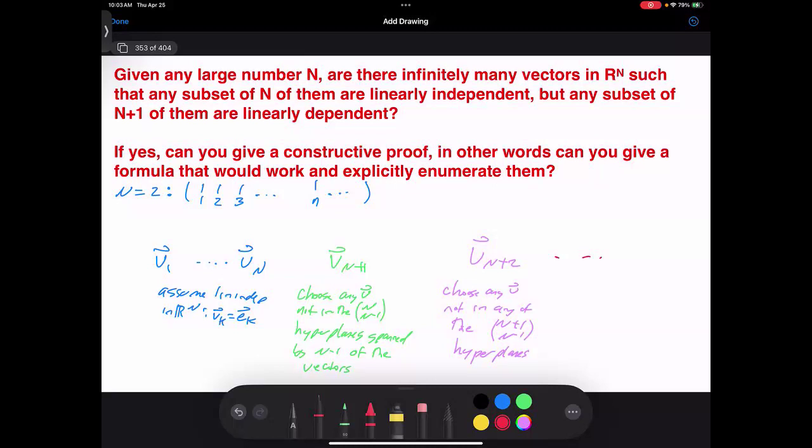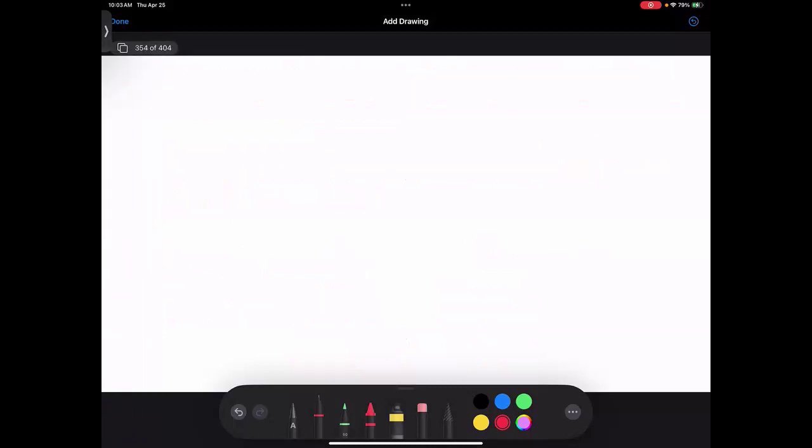But this is non-constructive. I want to give you a constructive approach that's going to use some really good concepts that will be very valuable when we get to chapter 12. So I want to look at what's called Vandermonde matrices.